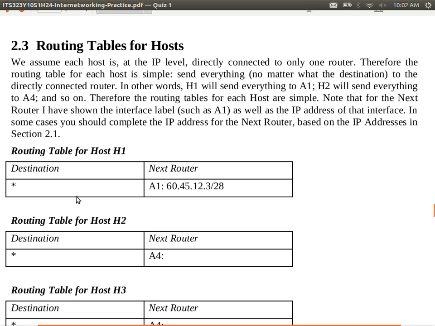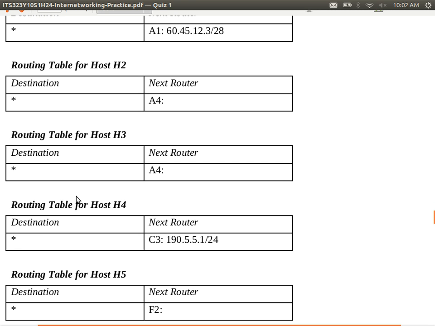Then do the same for H2 through to H6. What is it for H2? Actually, H2 is a bad example because you may choose different values. What about... No. I've given you H4 as well. H5. Try H5, because there should be just one answer then. What is the next router for H5? And in fact, I give you the hint. It's the IP address for the interface F2.